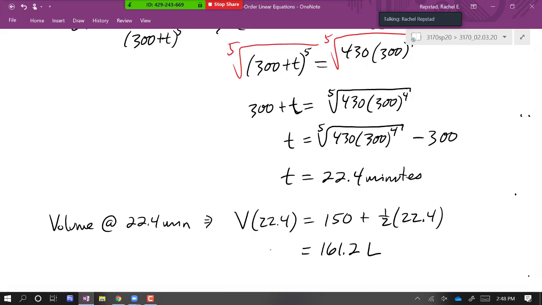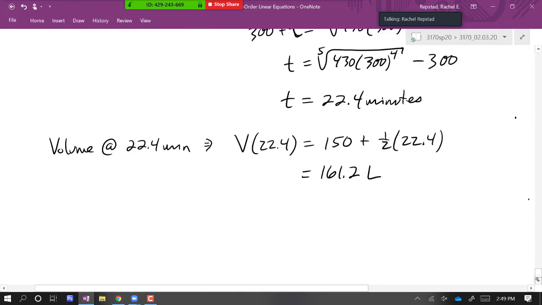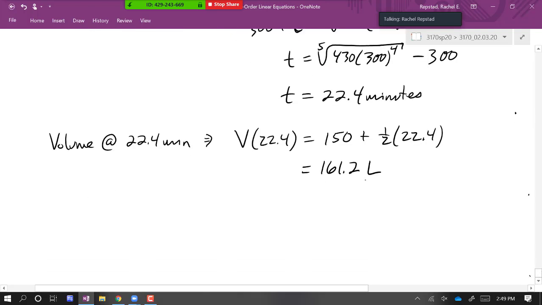What does that mean? Max is 160. Oh, right, yeah, they told us the tank was 160 liters, so it'll overflow before it gets to the concentration.